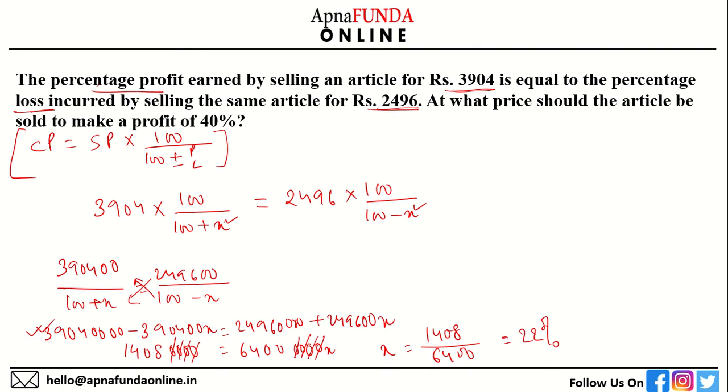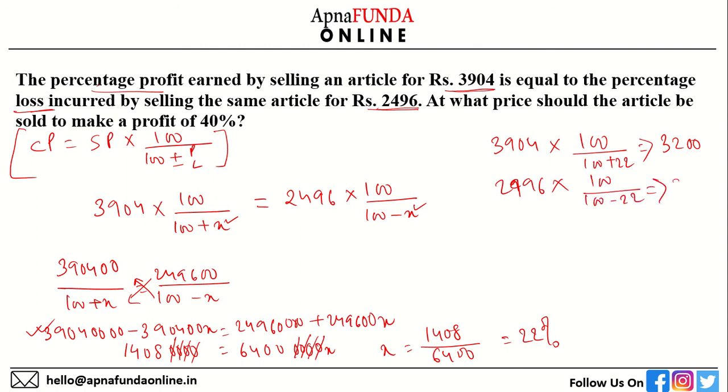Now just take any expression. Let's say I take 3904 into 100 by 100 plus 22. When we solve this, it comes to 3,200. Similarly, 2496 into 100 divided by 100 minus 22, which is 78. We solve this, this will come to 3,200. This 3,200 is the cost price.